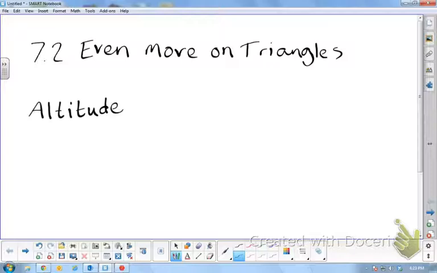So the altitude was when we took a triangle and we drew a line from one vertex to the other side of the triangle, and it had to hit the other side at a 90-degree angle. Now mine looks kind of like it cuts that in half, but it doesn't have to. It was just the way I drew that triangle.